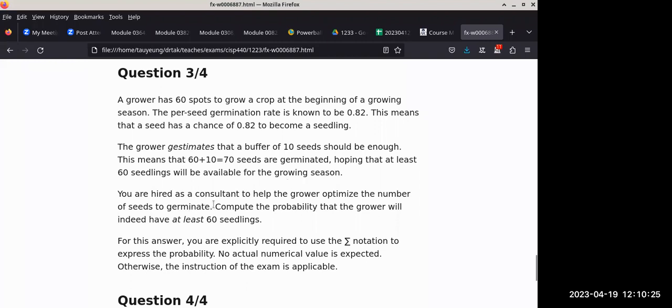You are hired as a consultant to help the grower optimize the number of seeds to germinate. Compute the probability that the grower will indeed have at least 60 seedlings in this case. So this one is about the binomial distribution, which we'll continue to talk about today, because we're getting to the very last part of the binomial distribution.